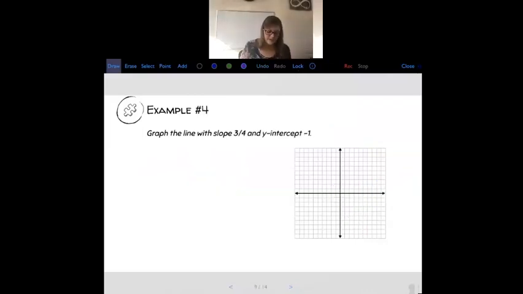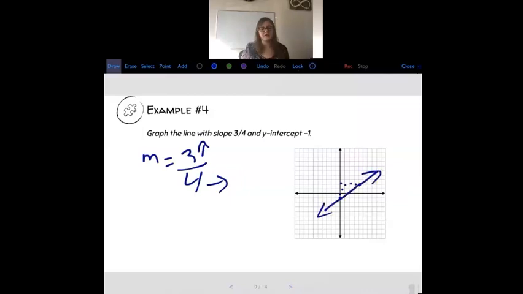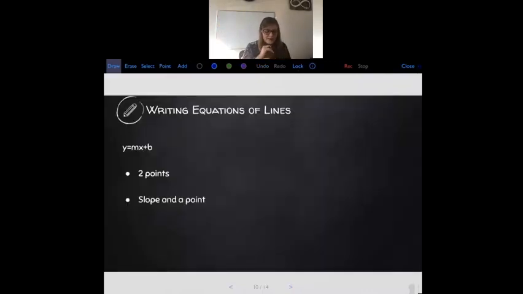Next, graph the line with slope 3/4 and y-intercept -1. So in this case, we're given the y-intercept. It would be at -1. And then our slope is 3/4. Both are positive, so we go up and over. So 1, 2, 3, 1, 2, 3, 4. And that would be it for that line. Okay, and again, you can double check that you did it correctly by, if your slope is positive, your line should be going up. Next, we're going to talk about writing the equation of the line.